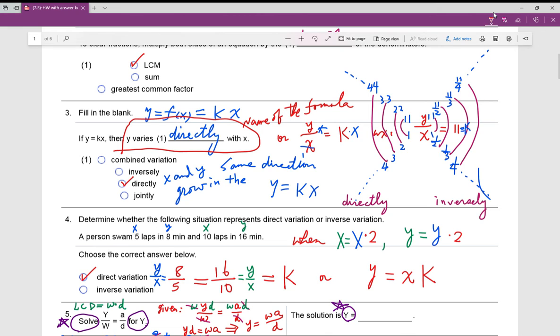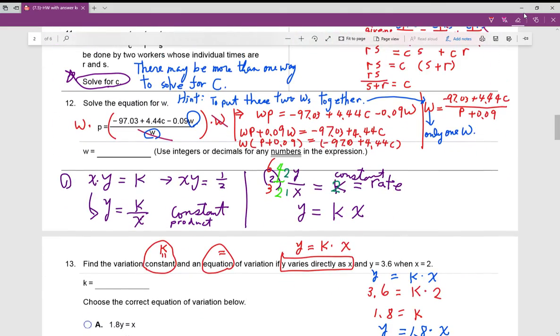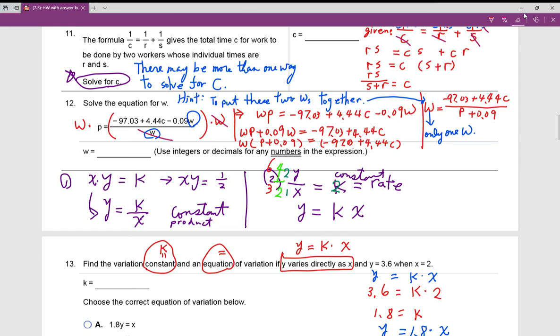And mostly in this section, they are going to provide the formula, only two types. One is direct variation, and the other type is inverse variation. Means when x doubles, y needs to be half. When x is halved, then y needs to be double. So let me show you here. When x times y, the product needs to be a constant number.